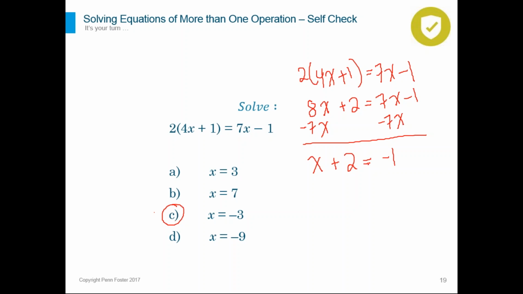Now, it's very simple. x is not multiplied times anything except a 1. So we just subtract and subtract, and x equals 2. That's gone, of course, and -1 minus 2 is -3. So that's why x equals -3.